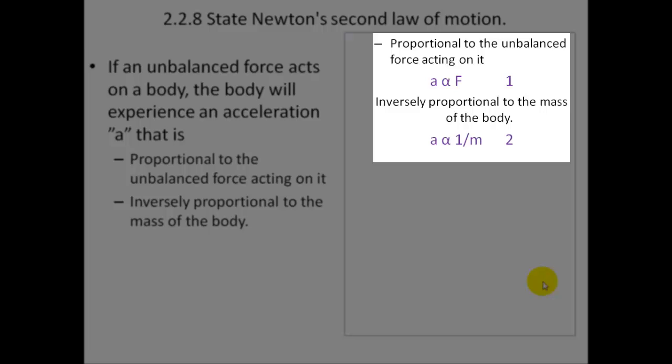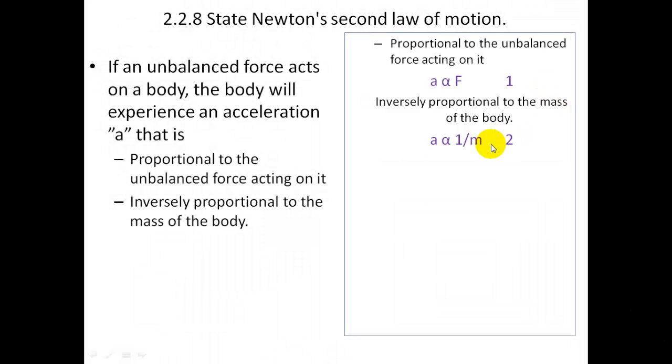So we can present this as a is proportional to 1 over m. So there's equation 1 and equation 2. If we combine the two of them, we say a is proportional to F and 1 over m together. We can get rid of the proportionality sign by getting a constant in there. a is equal to kF over m.